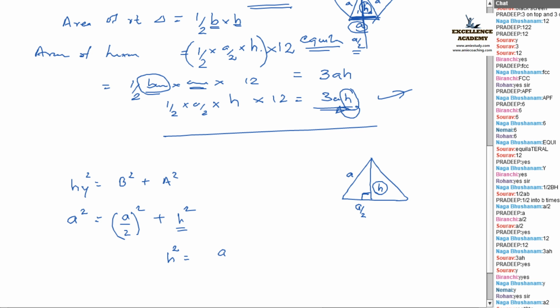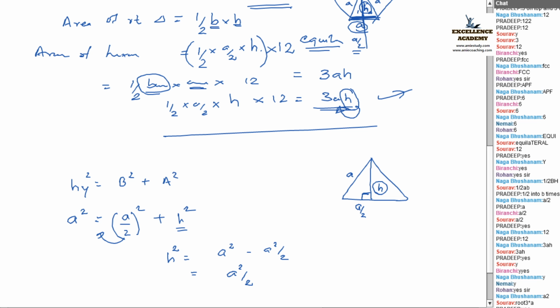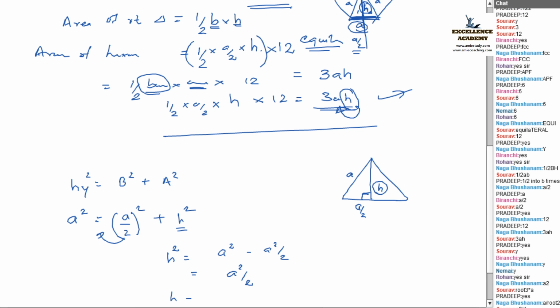Let's check that. H square is equal to a square minus a square by 2. That is, I take this to this side. So what is the answer then? That is a square by 2, isn't it? So H is equal to what? Am I right? Yes. H is equal to what? A by root 2.